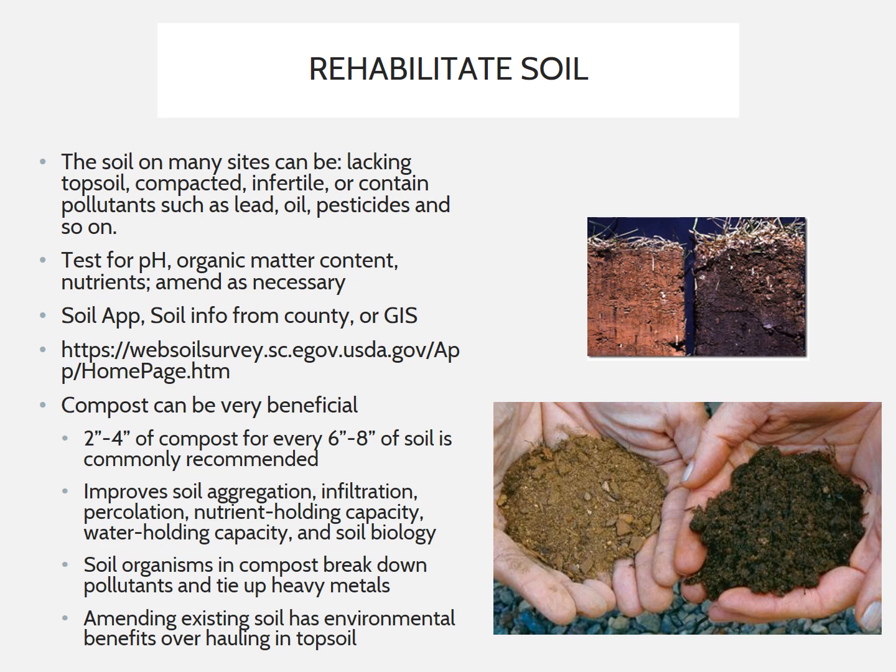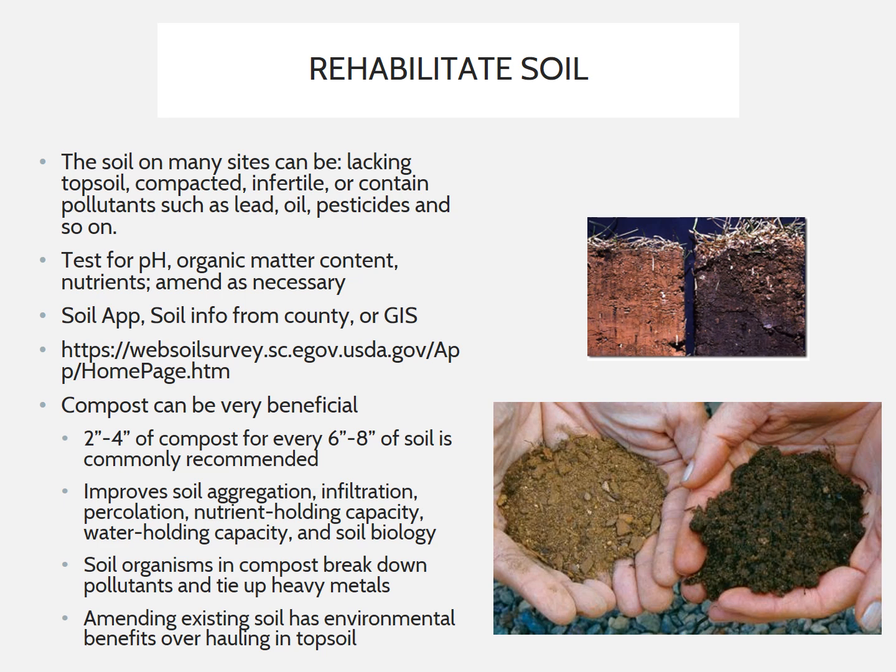If you want to find out more about your soil, there are different soil apps. There's the soil information from the county that we saw in class, through the planning departments or through GIS. There's also this link I have here, the Web Soil Survey, and you can go on to that and put your address in, and it will come up with what type of soil you have. Typically, if you want to improve your soil, compost is the best way. Whether your soil has too much clay or too much sand, compost is the best way to fix both of those issues.